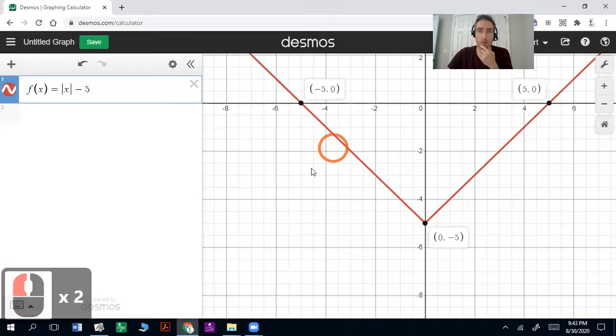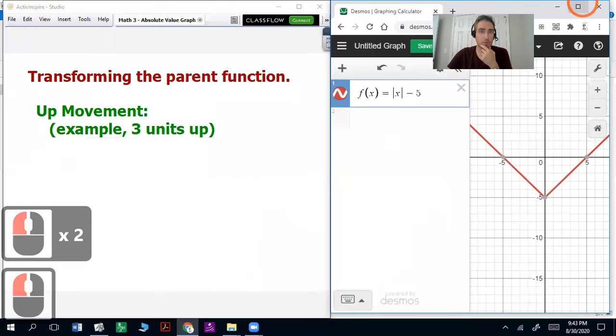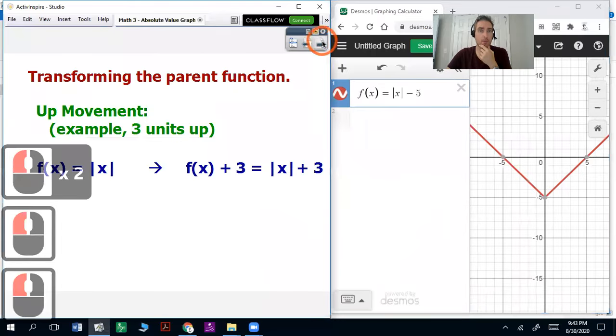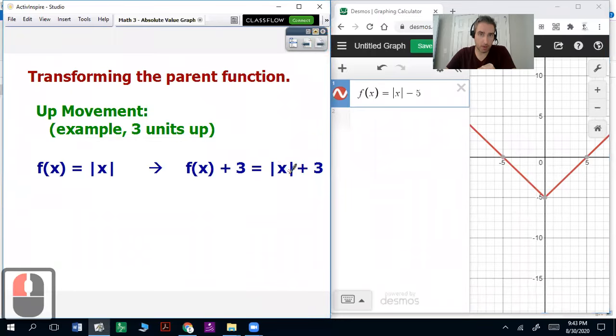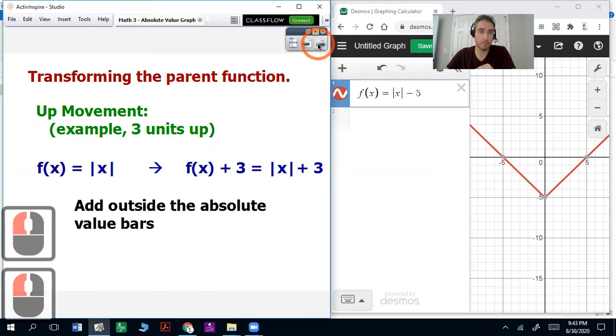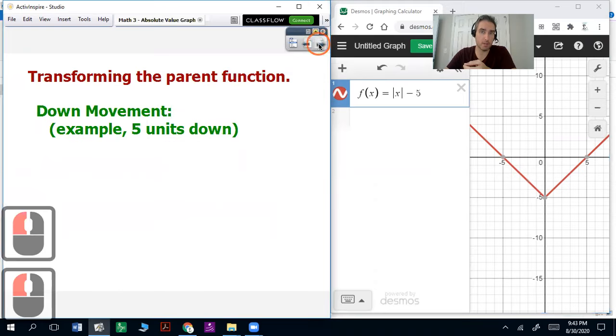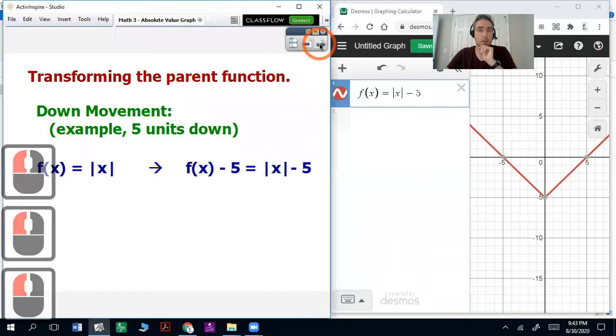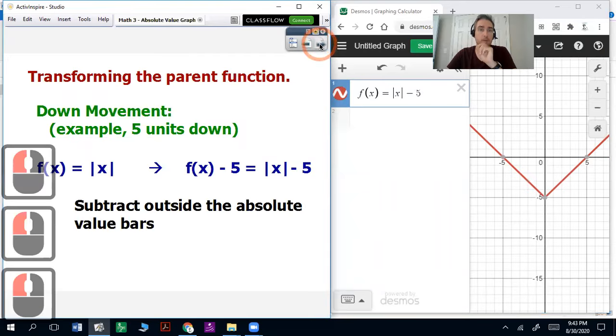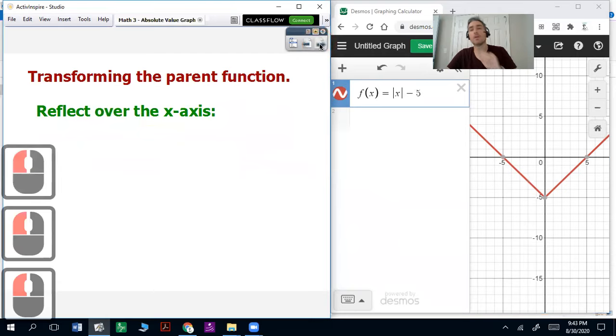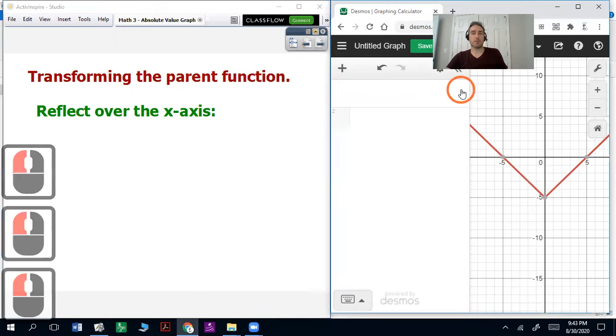So talking about how that moves, up 3 units would be close the bars, add 3. Always add outside if it's going up. Down, close the bars, subtract. Always subtract outside if you're going down. A couple other things we can do.